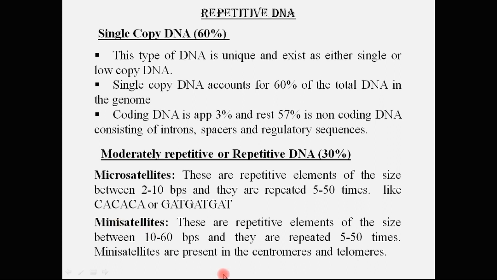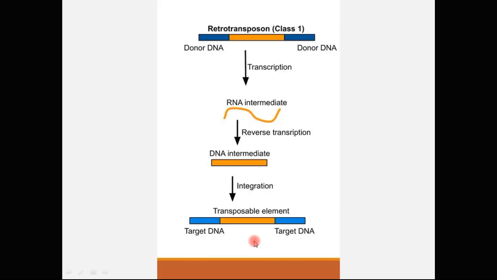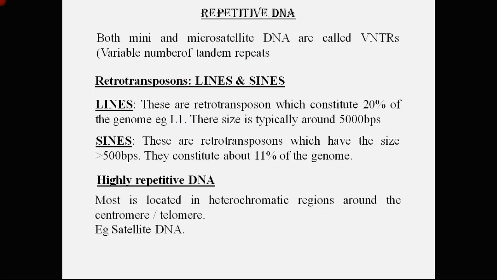Then you have mini satellites. In mini satellites, the repetitive element is of the size between 10 to 60 base pairs, and they are repeated 5 to 50 times. Mini satellites are present in the centromeres and the telomeres. Both mini and micro satellites are together called the VNTRs, that is the variable number of tandem repeats. This is a term which you come across in RFLPs, that is restriction fragment length polymorphism, when you are doing the technique. So VNTRs are basically mini and micro satellite DNA.